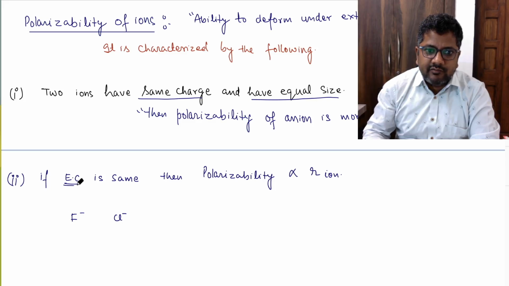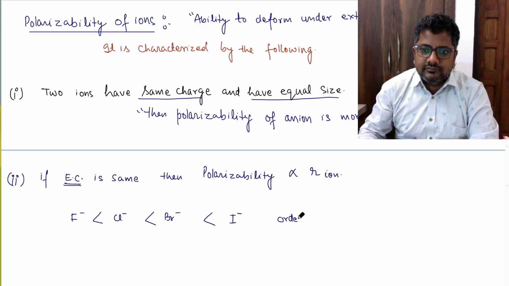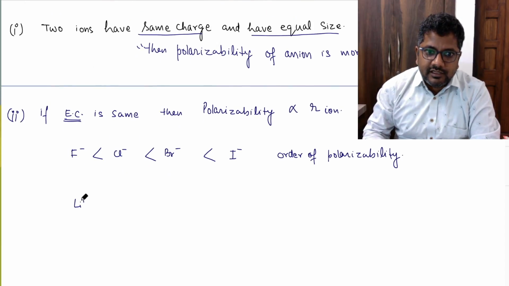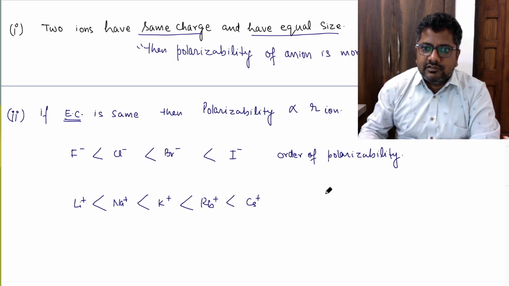Suppose that if you have F minus, see, electronic configuration is very important feature. Cl minus, Br minus and I minus all have same electronic configuration. So this is the order of polarizability. Similarly, if you take Li plus, Na plus, K plus, Rb plus, Cs plus, so this is also the order of polarizability.